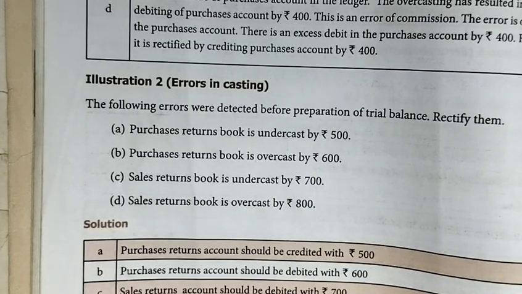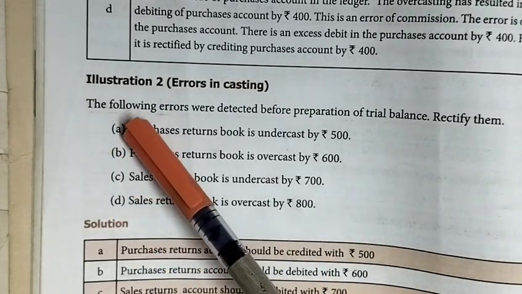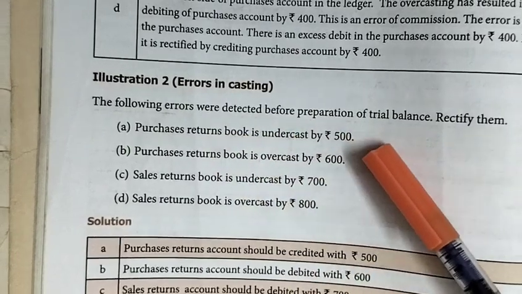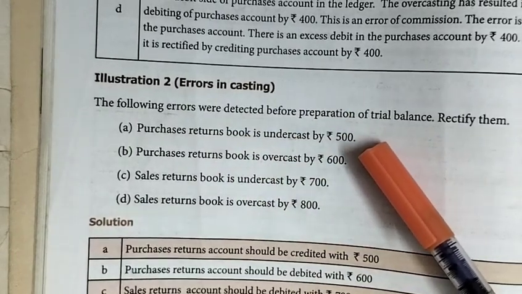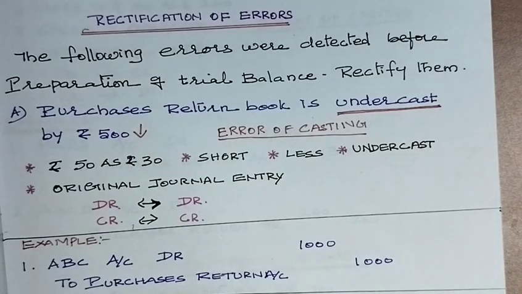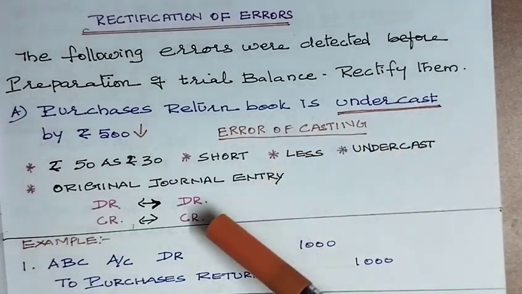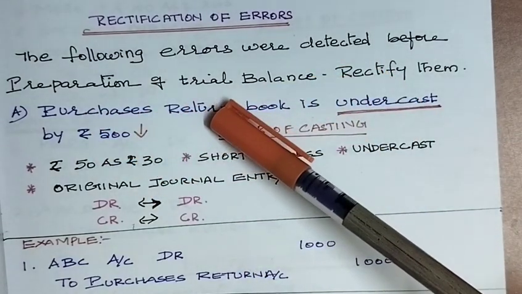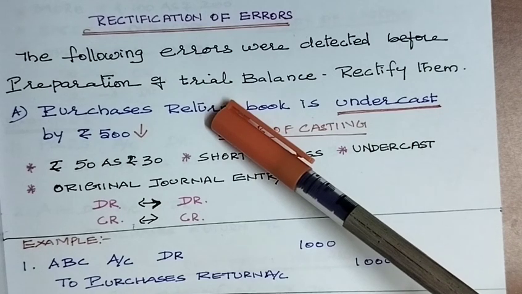In this video we are going to learn about 11th Standard Accountancy Chapter 9 Rectification of Error, Illustration Sum number 2. The following errors were detected before preparation of the trial balance. Rectify them. Read the heading carefully: whenever you see that the error is detected before preparation of the trial balance, no journal entry is required.